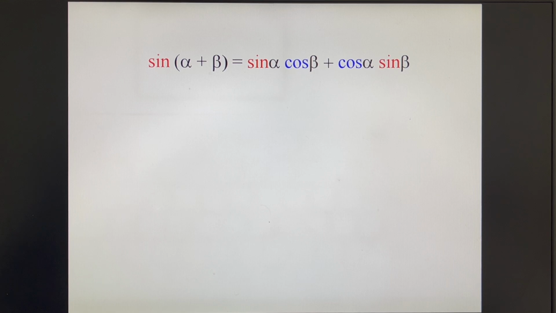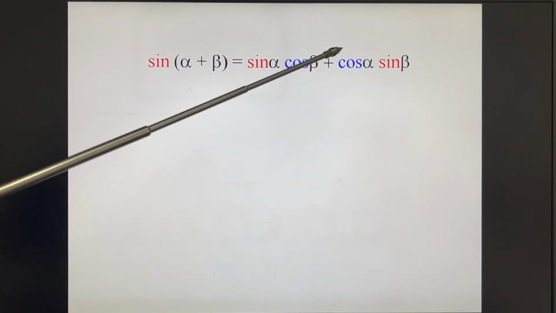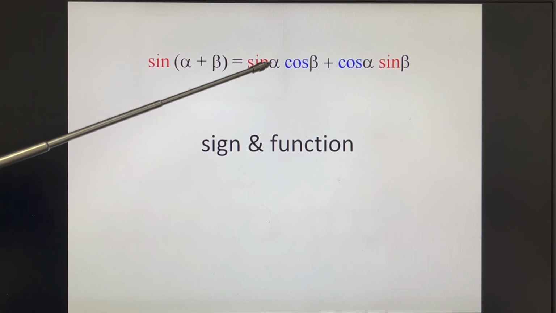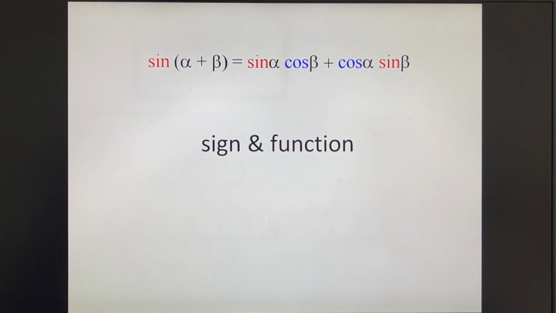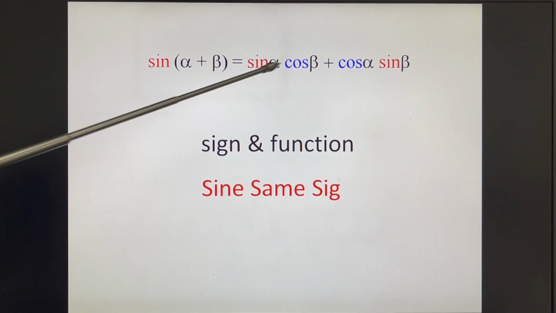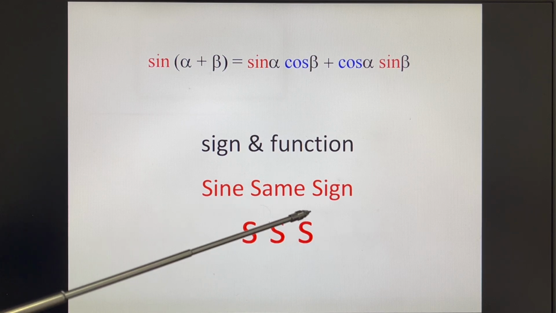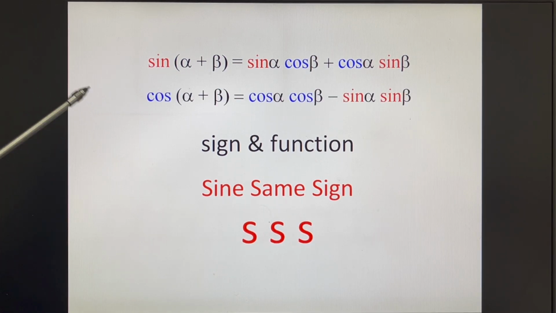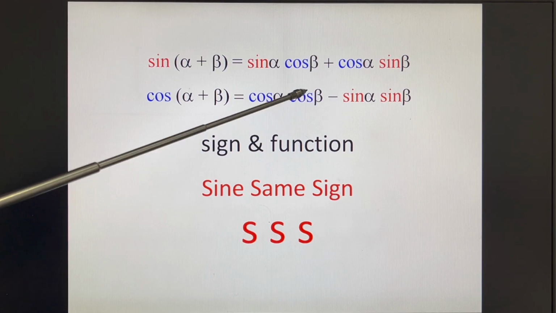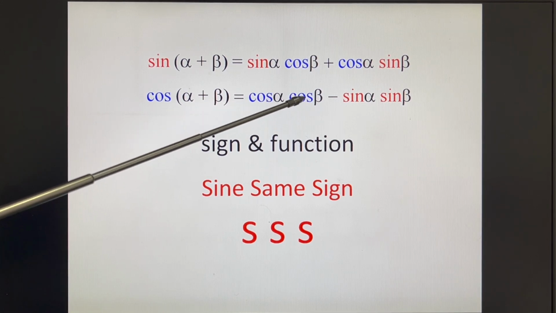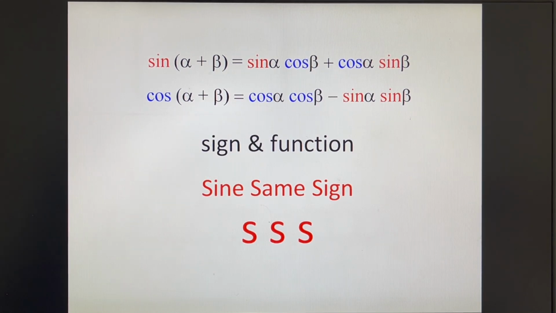How? We look at the sign. On the right, we see the sign. They are the same sign. We see the product. They are different functions: sine, cosine, cosine, sine. So I remember it is sine, same sign. How about the product? They are different functions. Sine, same sign. Cosine is different. How different? Sine is different. Product is different from here. It's the same function: cosine, cosine, sine, sine.